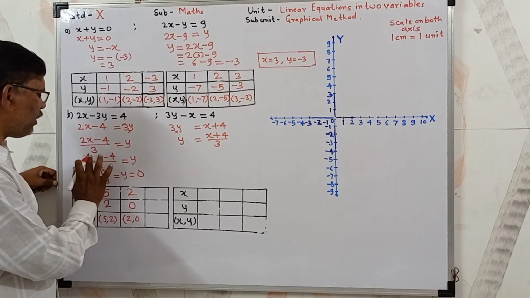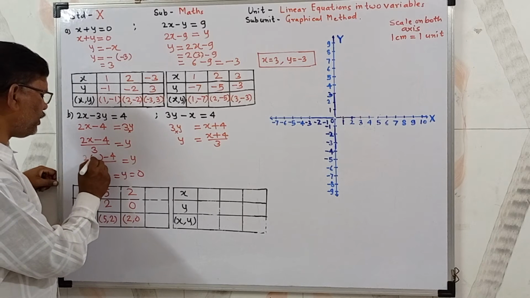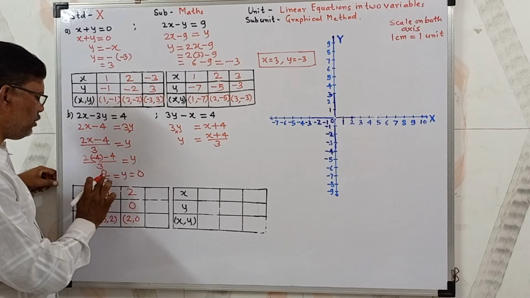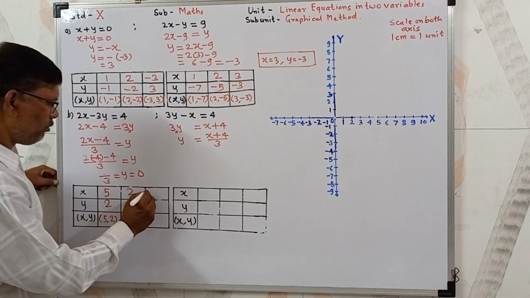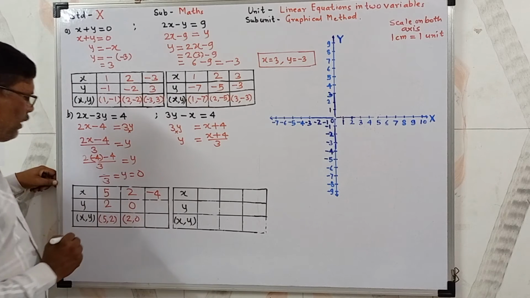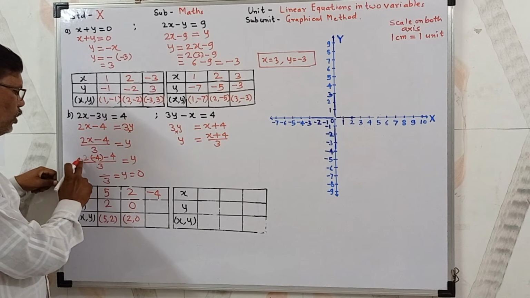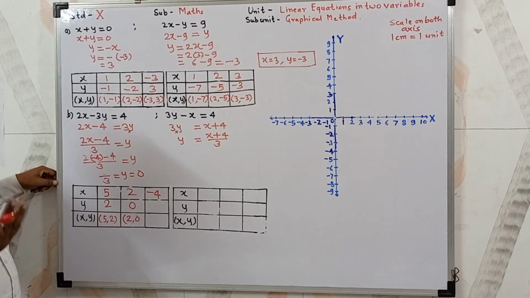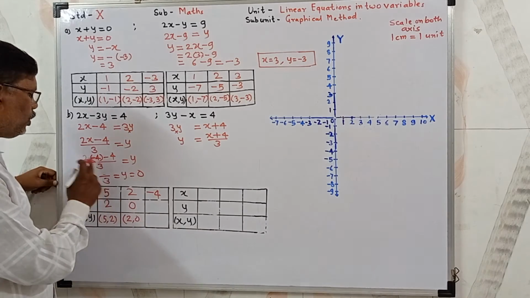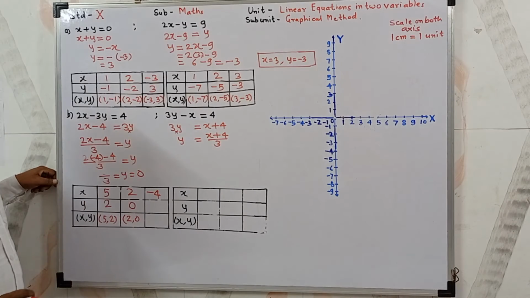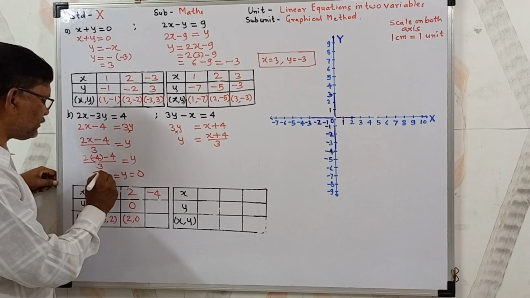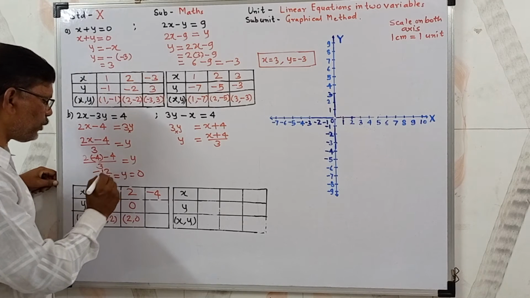have to take the value of x is minus 4. Minus 2 into minus 4 means minus 8. 2 into minus 4 is minus 8. Minus 8 and minus 4, minus 12.